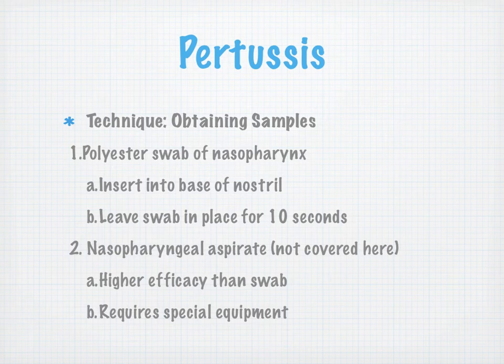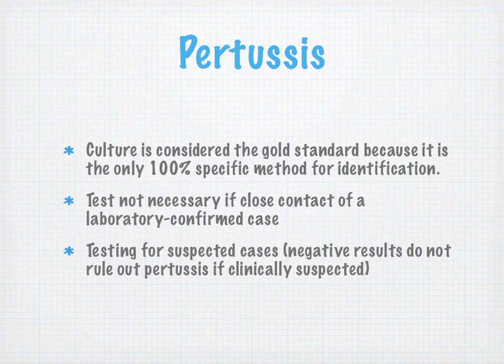So I'm going to talk to you about the technique for obtaining samples. A polyester swab of the nasopharynx, and you insert this into the base of the nostril and leave the swab in place for 10 seconds. Number 2 is a nasopharyngeal aspirate, which we are not going to cover here because you're going to refer that out unless you're working with a physician who trains you to do nasopharyngeal aspirates. I will not be training you to do that. Higher efficiency than a swab and then requires special equipment. Now, Dr. Mueller may be training you guys to do aspirates, but I don't know that to be true, so I'm not talking about it.